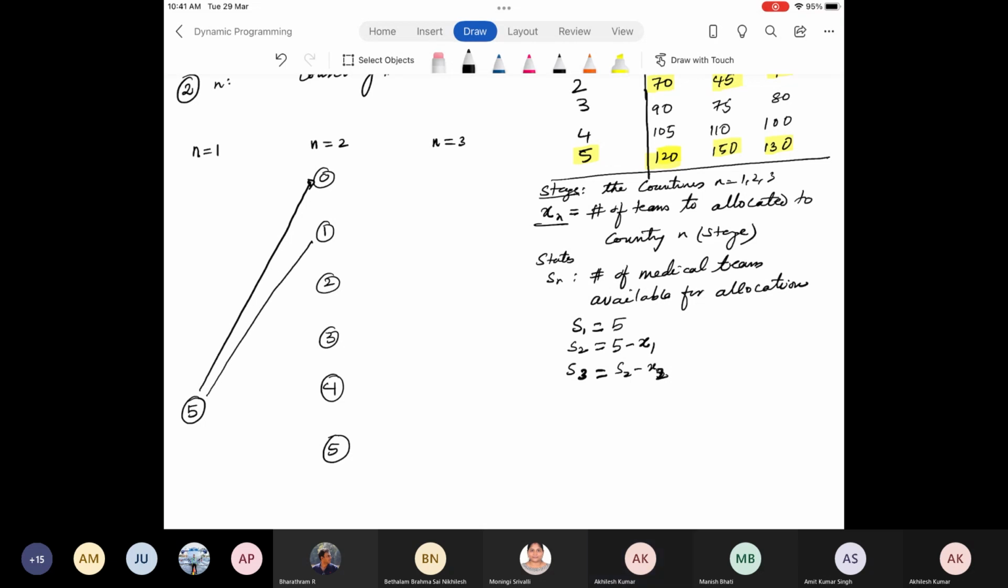If I did X1 equals 4, that means I have given 4 teams to country 1, then I'm left with only 1 team at stage 2. Is this clear, guys?